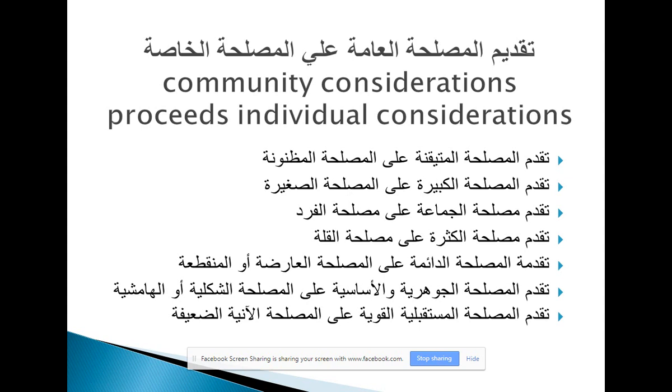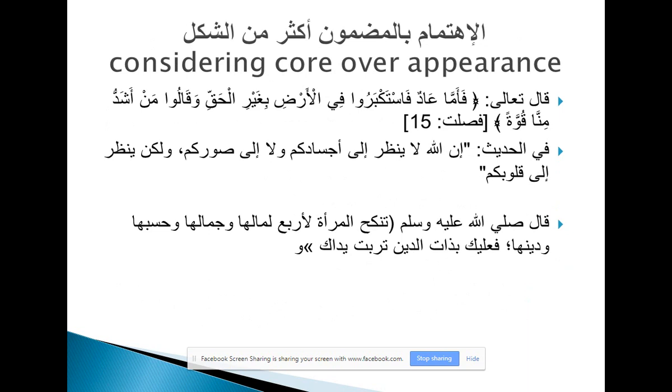Considering the core over the appearance, the principle. The Prophet صلى الله عليه وسلم said, إن الله لا ينظر إلى أجسادكم ولا إلى صوركم ولكن ينظر إلى قلوبكم. Considering the core over the appearance. A lot of times, people are focusing on the appearance, like, yeah, my daughter's wearing hijab, but she's struggling with her Islam. Why? Because we're focusing more on the appearance rather than focusing on the aqidah, raising them with aqidah, answering the questions.